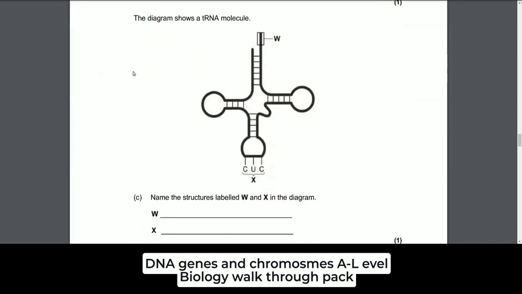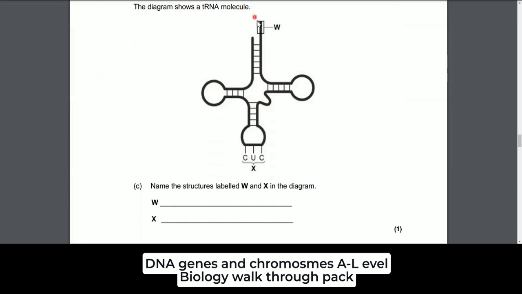The diagram shows the tRNA molecule. So this is a transfer RNA molecule. And we're going to be asked to name structures W and X in the diagram. Well, I'm pretty sure you'll probably remember the structure X. This is what binds by complementary base pairing to the codon on mRNA at the ribosome. CUC actually codes for leucine, the amino acid, and it is known as the anticodon. So this is the anticodon. It's where the tRNA molecule temporarily hydrogen bonds or binds by complementary base pairing to the ribosome.